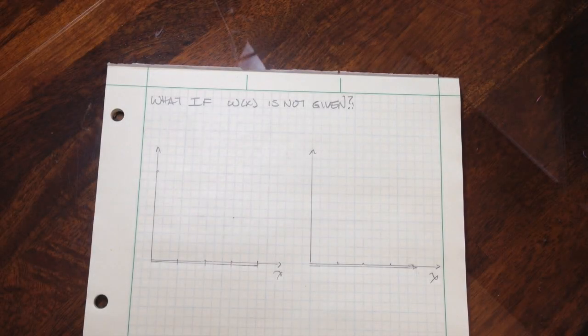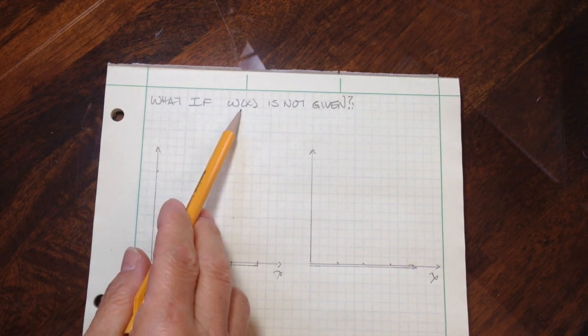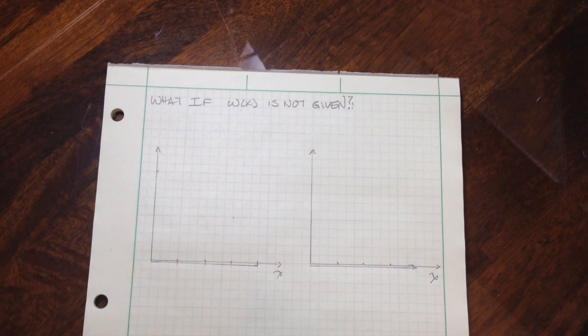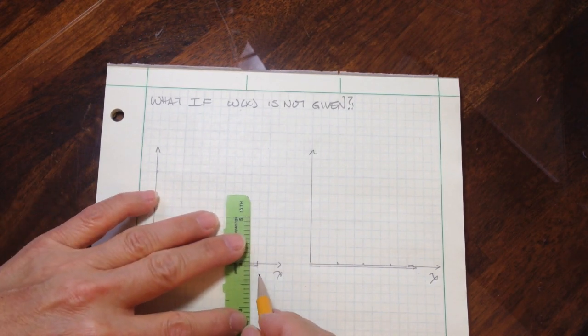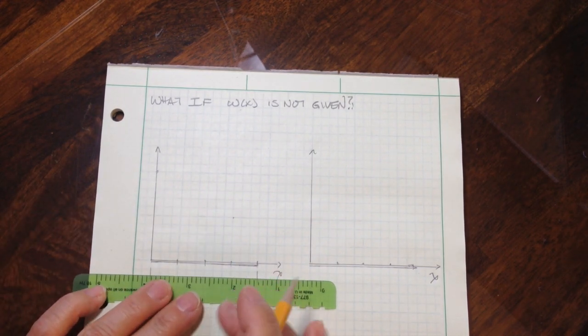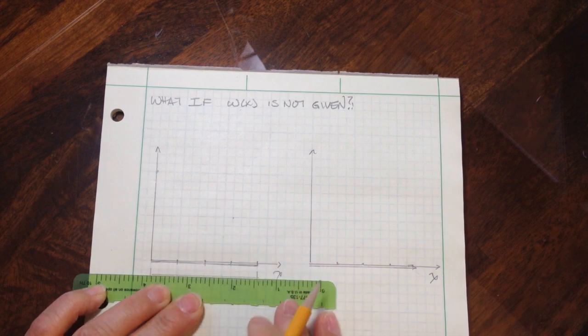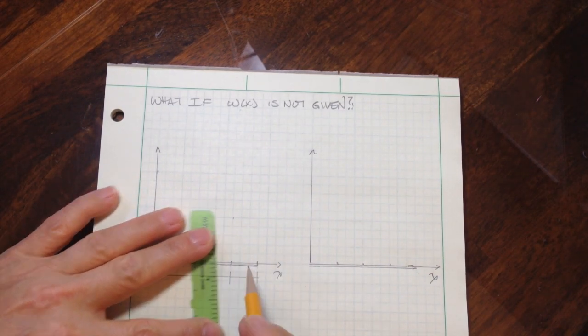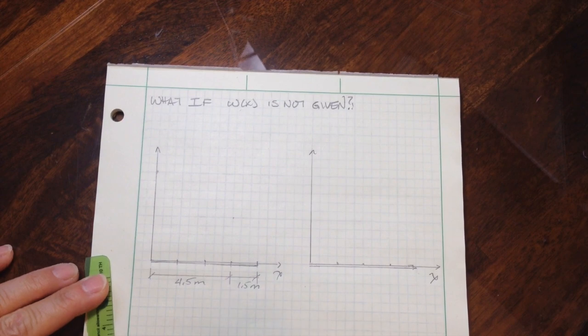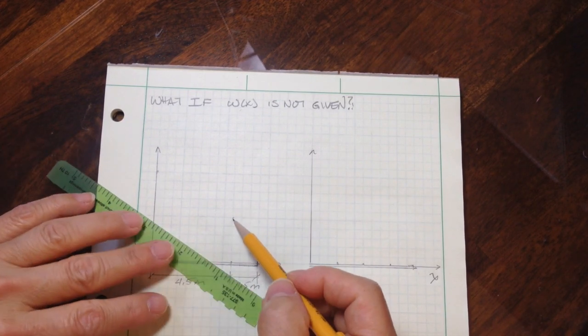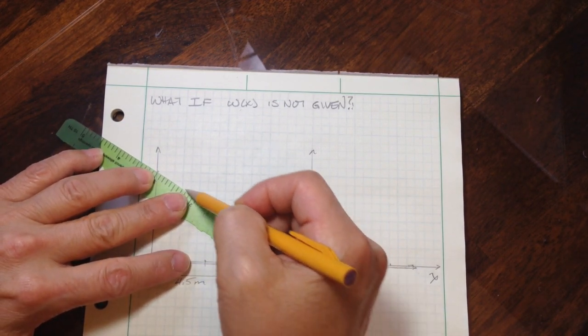What we want to do now is analyze a system where the distributed loading W of x is not given. So consider a beam that's shown right here, and let's say it has a length of 6 meters, where this is 4.5 meters and this is 1.5 meters. And the distributed loading looks something like this.